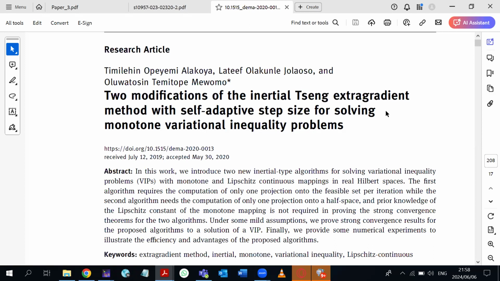So if you look at this one here, it says in this work, we introduce two inertia type algorithms for solving variational inequality problems with a monotonicity condition that the operator is monotone and it is Lipschitz continuous in real Hilbert spaces. So the framework for the work is Hilbert space. The problem is variational inequality. The operator is monotone and Lipschitz continuous. The algorithm has inertia. So that first statement has everything that you need.